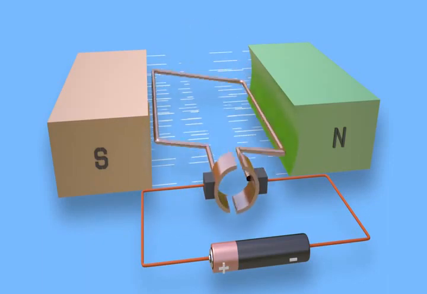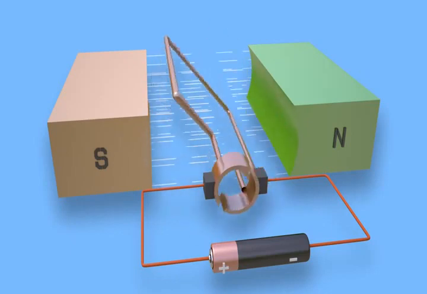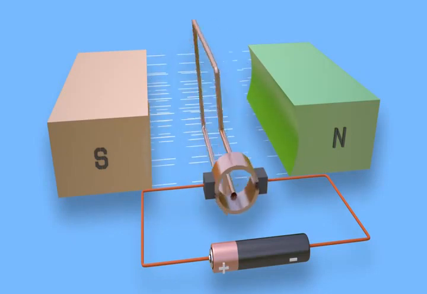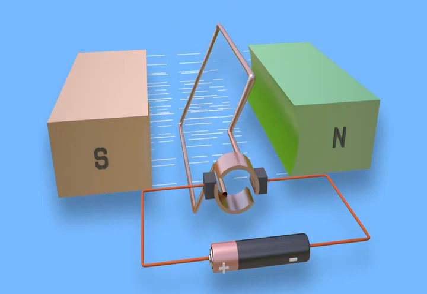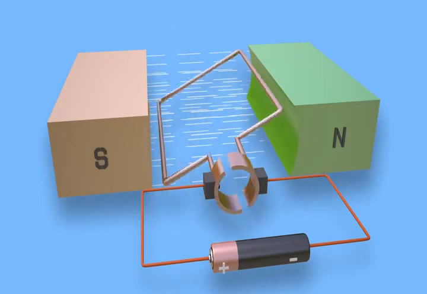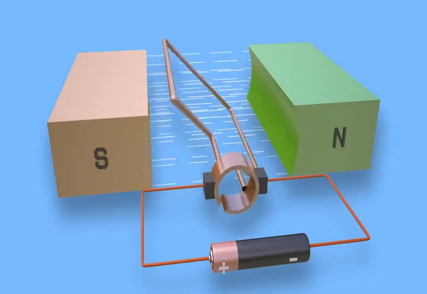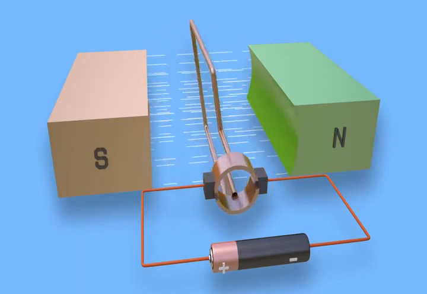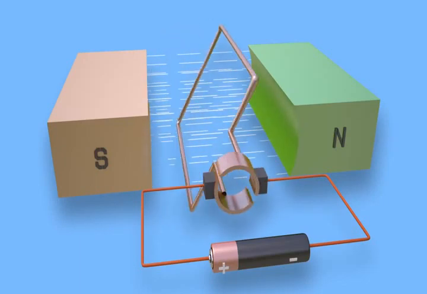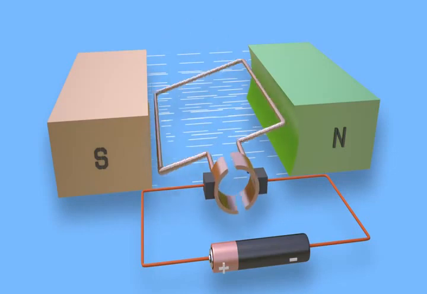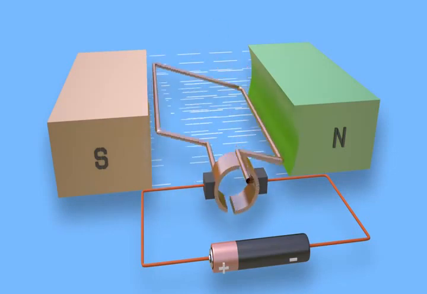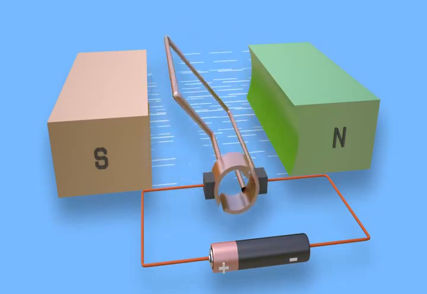Due to these forces continuously acting, the turn rotates mechanically, even if the battery is not connected. A practical DC motor rotates on the same principle as this elementary model. Instead of a single turn, a DC motor has many turns in a coil, and instead of two poles there are a number of poles installed.